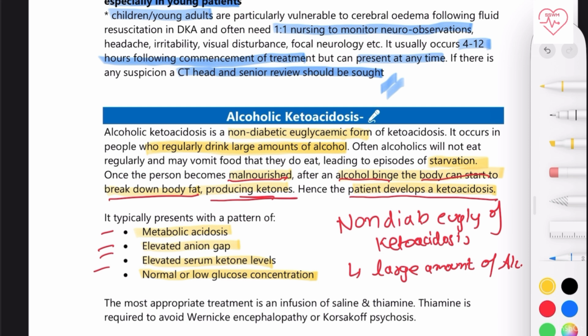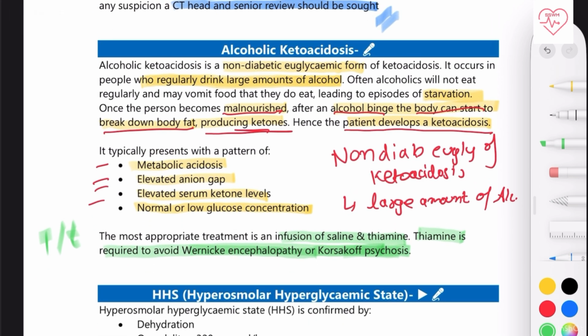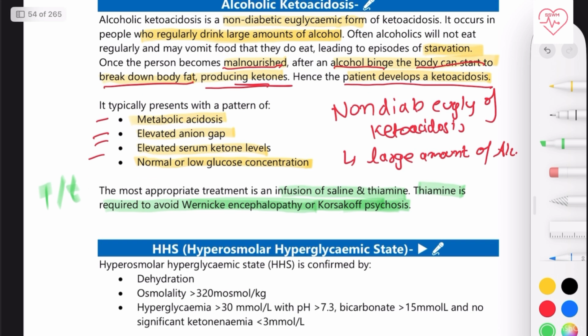Now the most appropriate treatment for this is an infusion of saline and thiamine. Correct? This is the treatment for alcoholic ketoacidosis. Thiamine is required to avoid Wernicke encephalopathy or Korsakoff psychosis. This occurs in people who drink more alcohol. Wernicke encephalopathy or Korsakoff psychosis occurs in those people, so that's why thiamine is given, because they will have a deficiency of it. Correct? Now everything is reconnected with each other.